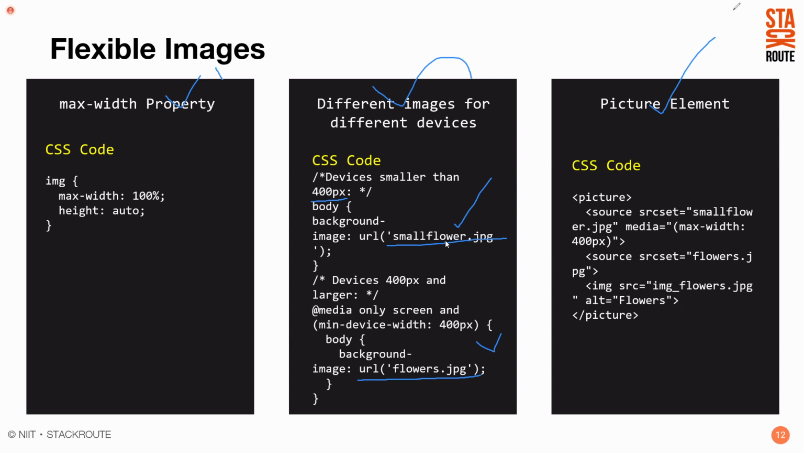So the picture element is the most common. Here also we are going to use maximum width. Please pay attention. We will be using this semantic picture tag. Please pay attention. So srcset: I'm going to use this small flower JPEG when the media maximum width is 400 pixels. If it is 400 and above, these source images will be applied.